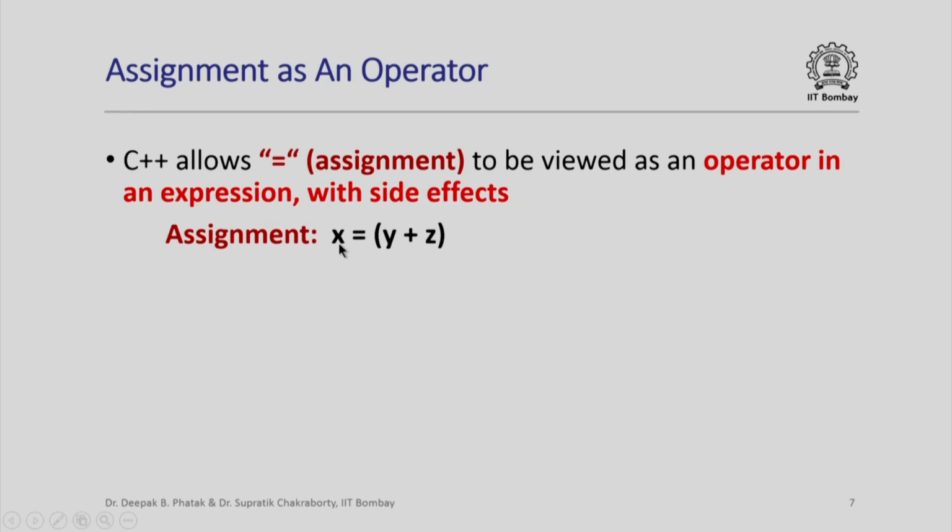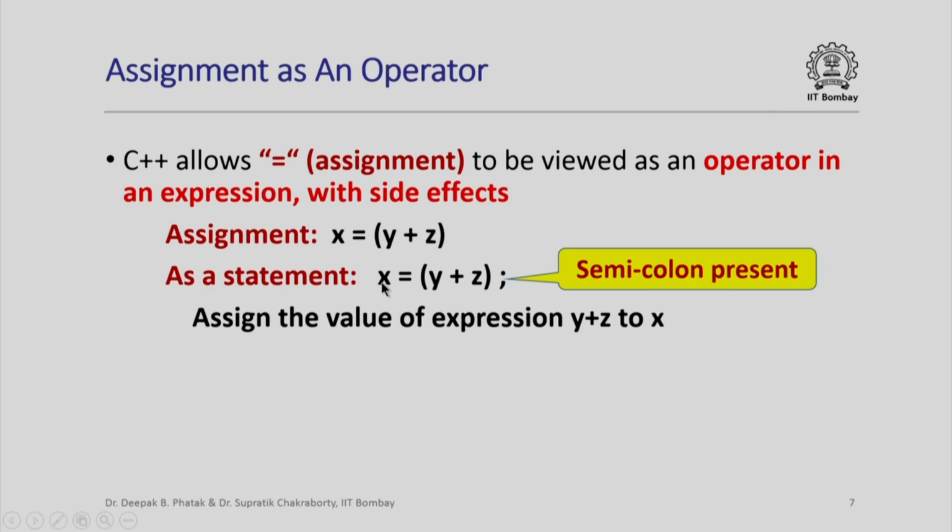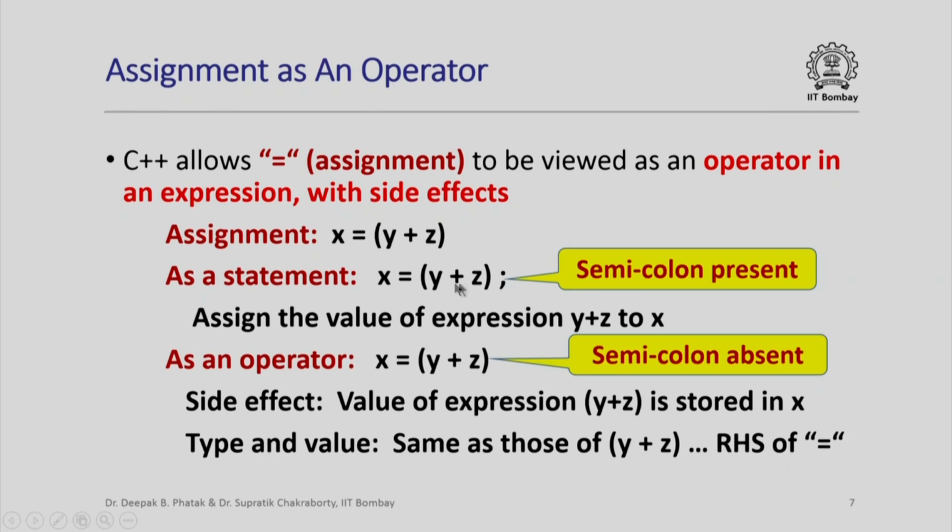Suppose I have this assignment, x assigned y plus z. Now if I put a semicolon after this, this becomes an assignment statement, and the value of the expression y plus z is evaluated, and this value is assigned to the variable x. However, if I do not use a semicolon and I want to use this as an expression, then this equals symbol is used as an operator in this expression. So this becomes an assignment expression using the assignment operator, and this expression, like any other expression, has a type and value, but this expression also has a side effect.